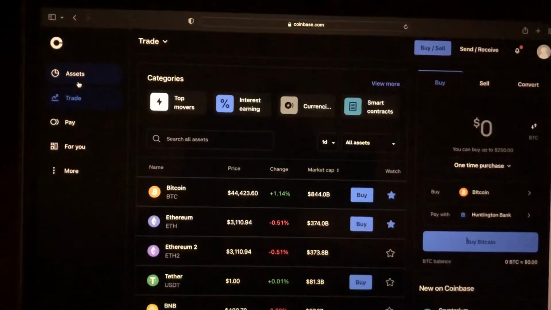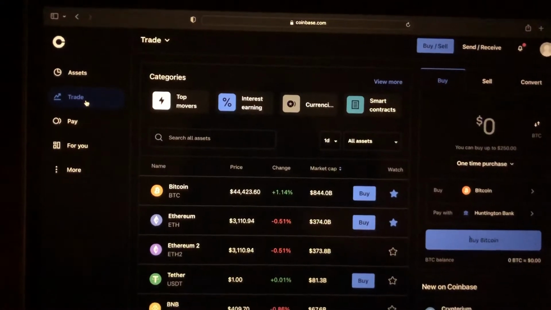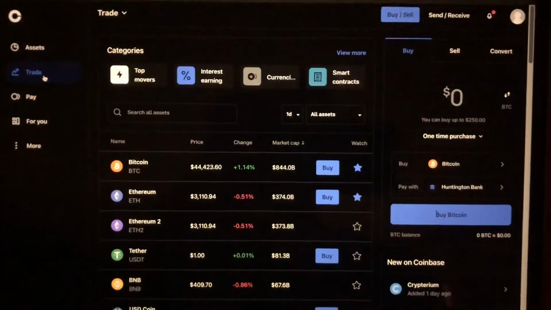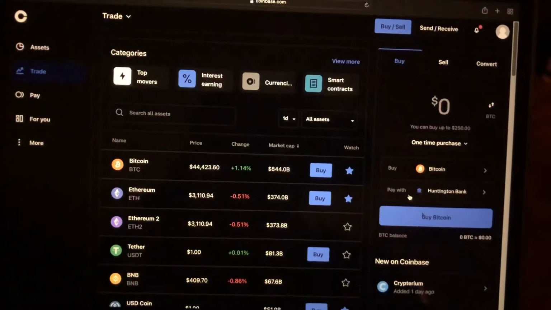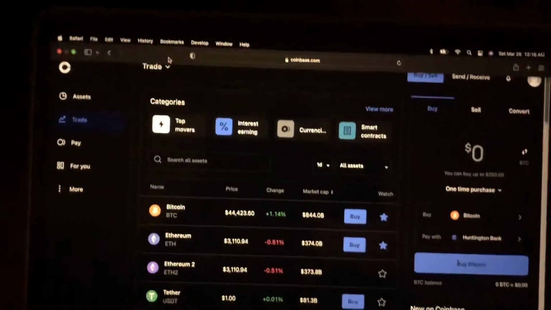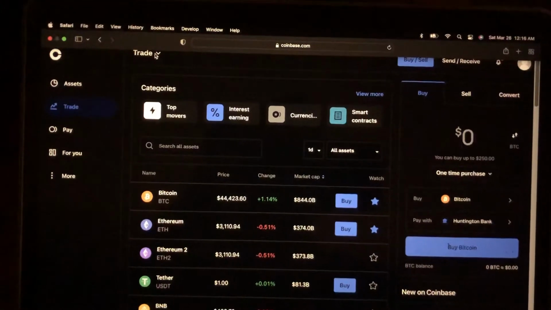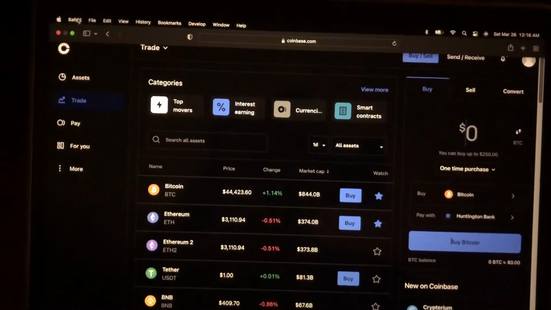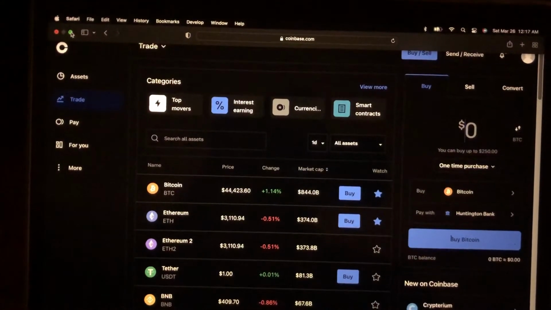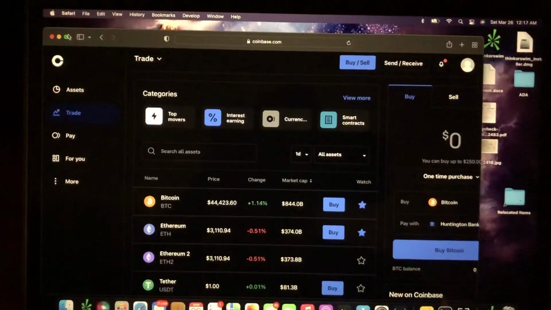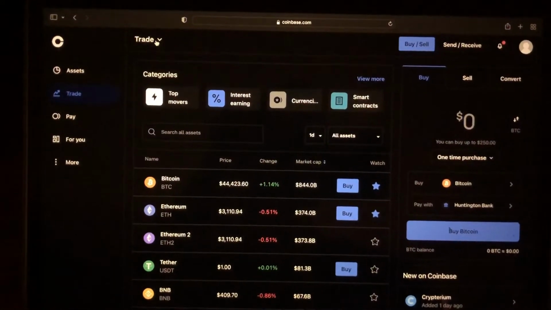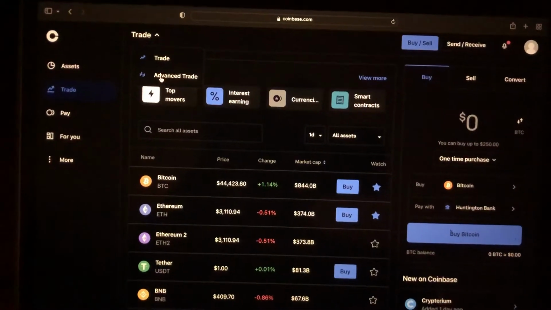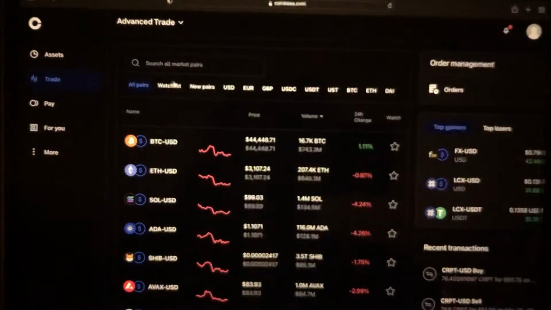It's going to start you off with your assets after you sign in, obviously. You come down here to trade. It's going to look basically like it would on your phone with a little extras. But you're going to come over here. You're going to go to trade. Let's get this where it should be. All right, you're going to come over here to trade. You're going to go to advanced trade. All right, I'm going to try to crunch a lot.